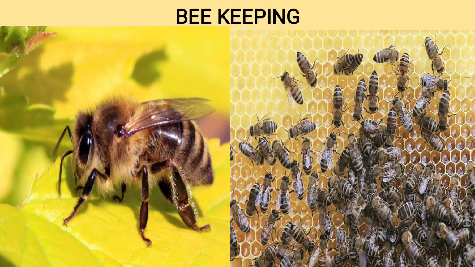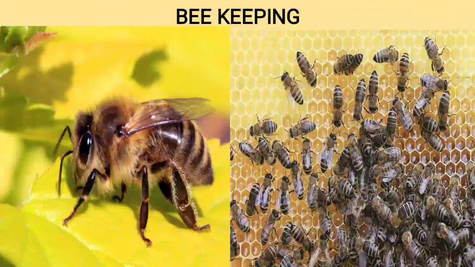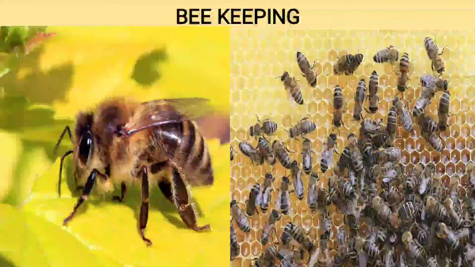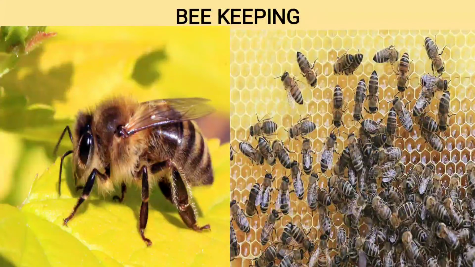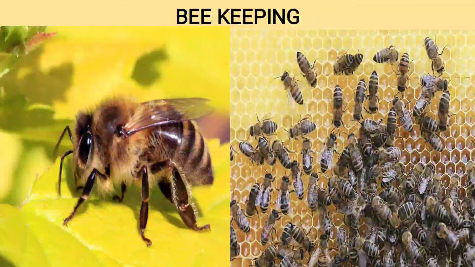So a proper environment is needed, the boxes are kept, the beehives, and colorful flowers are there where the bees will come and sit on the flowers to collect the nectar, and from there they can go in the box and make a beehive and store the nectar there in the beehive. This is how honey is made artificially with the help of beekeeping.